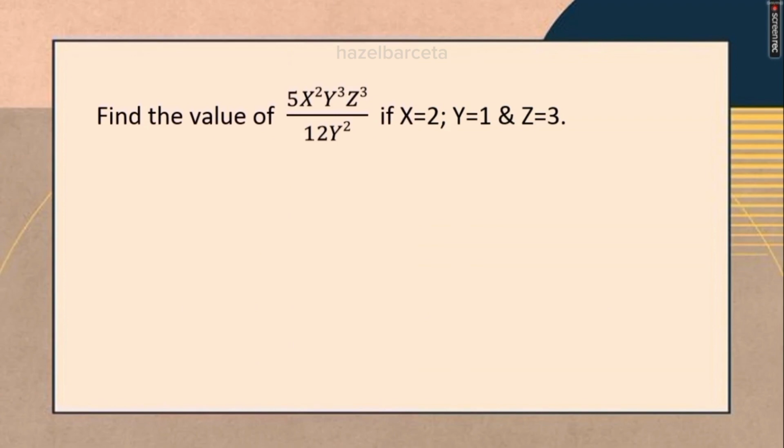So, problem. Find the value of 5x squared, y cubed, c cubed, over 12 y squared, given x equals 2, y equals 1, and c equals 3. Familiar? Yes. Y cubed and y squared. So, rewrite natin yung given. X squared and c squared ay wala pong counterpart sa ilalim or sa denominator. So, as is lang po sila. What we have is y cubed and y squared.